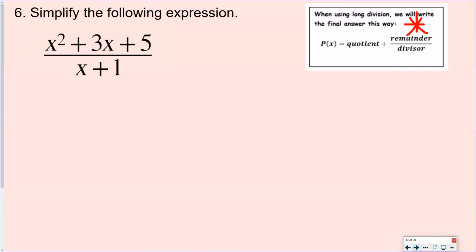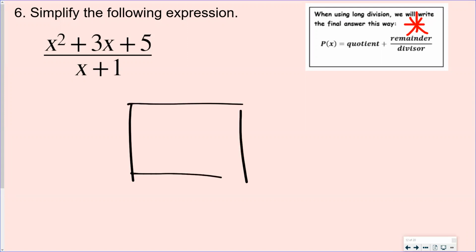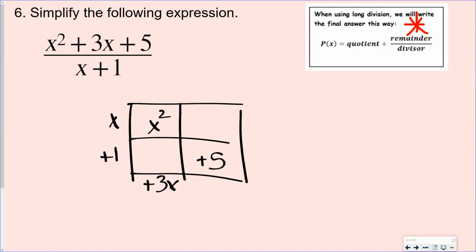All right, let's try another one. I have x squared, plus 3x, plus 5, and then x plus 1. All right, so I have an x squared and I have an x on the outside, which means I'm going to have an x here. I have an x here. X times 1 is 1x.